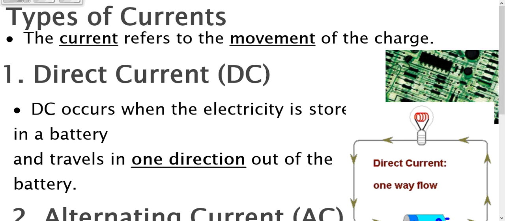So there are two types of current, and we're just going to briefly mention this. We're not going to spend a ton of time on this. We're going to mainly deal with direct current in this section. Current refers to the movement of charge, and again, specifically the movement of electrons, because that's the particle that's able to move. Direct current is often referred to as DC current. It occurs when the electricity is stored in a battery, and DC current travels in one direction.